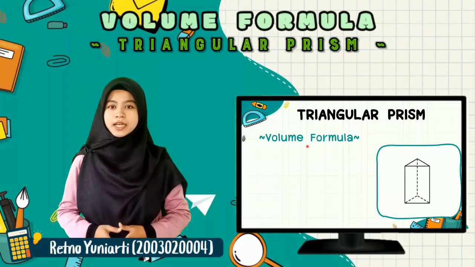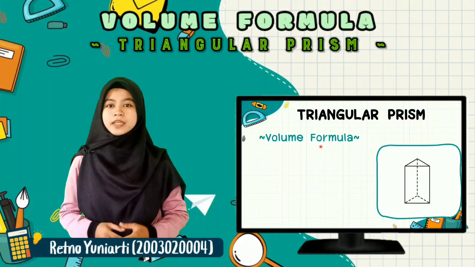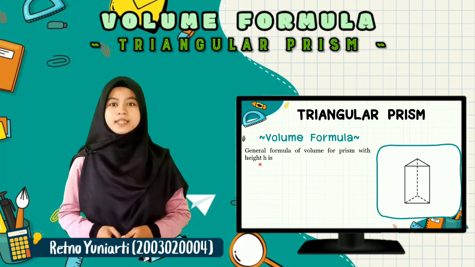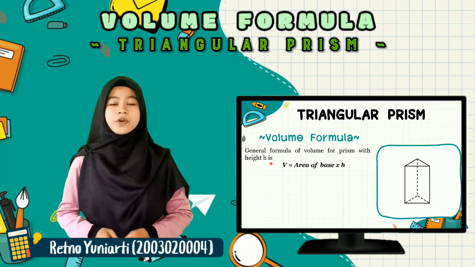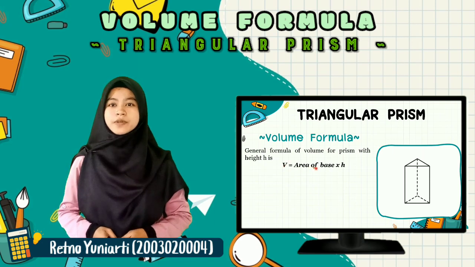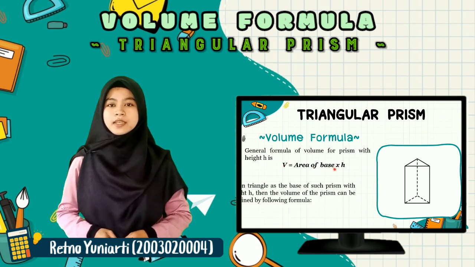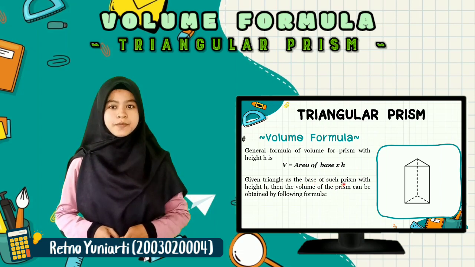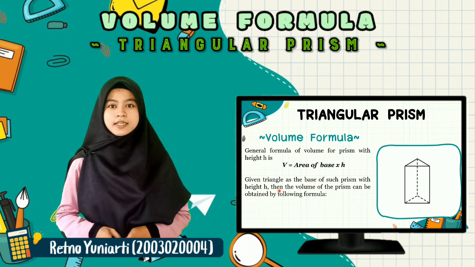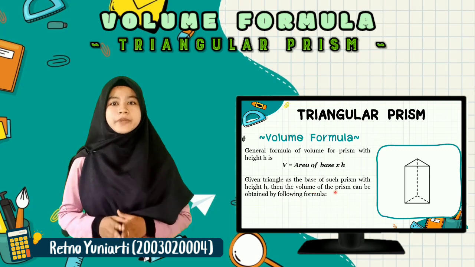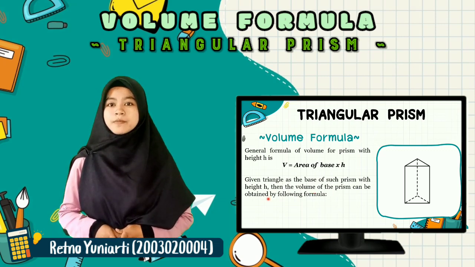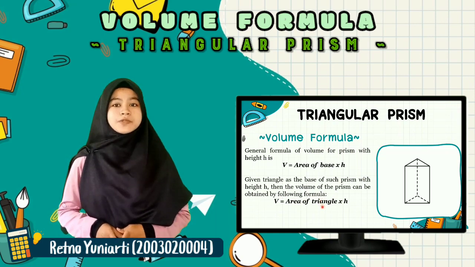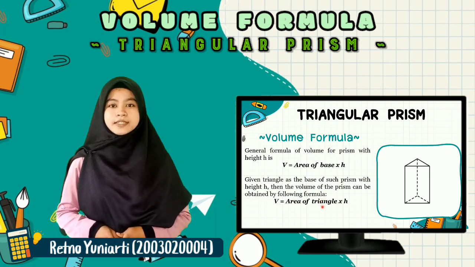Volume formula of triangular prism. The general formula for a prism with height H is volume equals area of the base times height. Given a triangle as the base of such a prism with height H, the volume of the prism can be obtained by the following formula. Volume equals area of triangle times H.